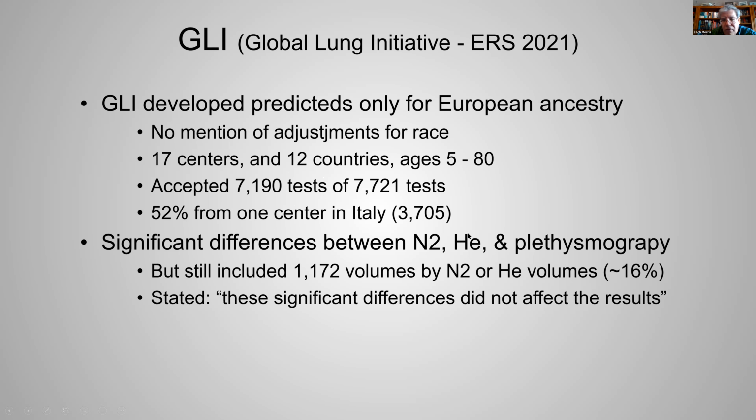Now, the data wasn't all plethysmography. A lot of the data submitted was from nitrogen volumes, helium volumes, as well as plethysmography. They said there were significant differences between the nitrogen and helium volumes versus plethysmography. They actually used the word significant, but they still included almost 1,200 patients' volumes by nitrogen and helium. So that was about 16% of their data. And then after they said there were significant differences, later they commented that these significant differences did not affect the results. And that's a little confusing to me. I'm not sure I buy that, but remember, this is not a guideline. This is just an article that was published of another set of regression equations.